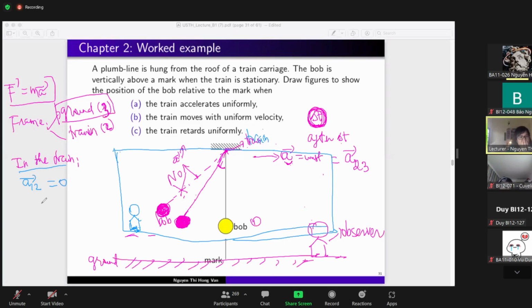A12 plus. You mean this one is 0? Yeah, because the observer cannot see the bob move. Yeah, it is 0. Okay, and it's equal to A13. A13 equals A12 plus A23, and this one is 0. So this one equals the acceleration of the train. So the acceleration of the bob with respect to the observer on the ground is exactly the same as the acceleration of the train.